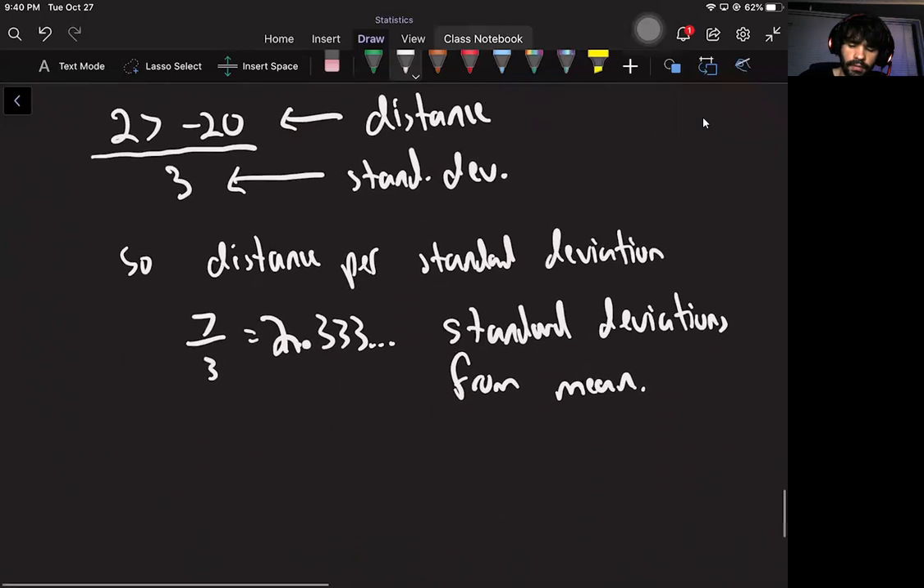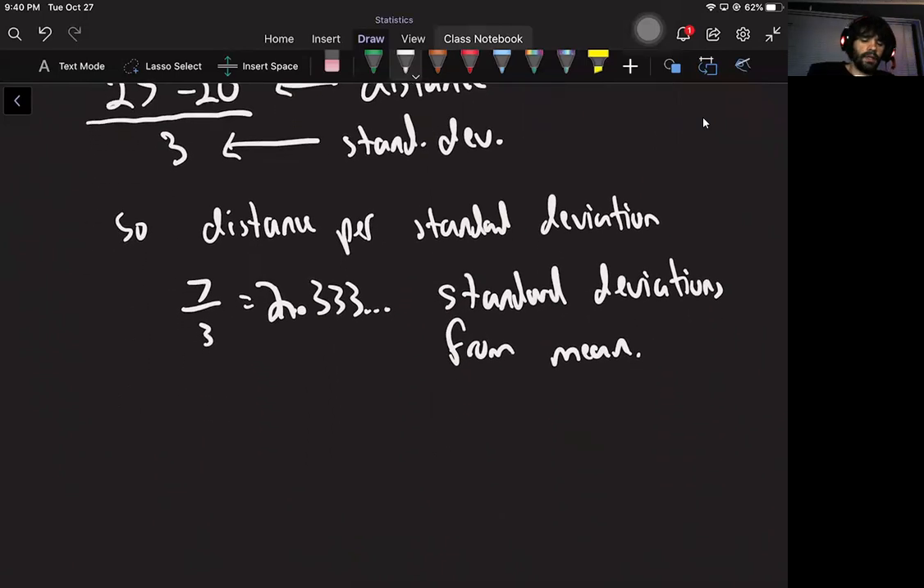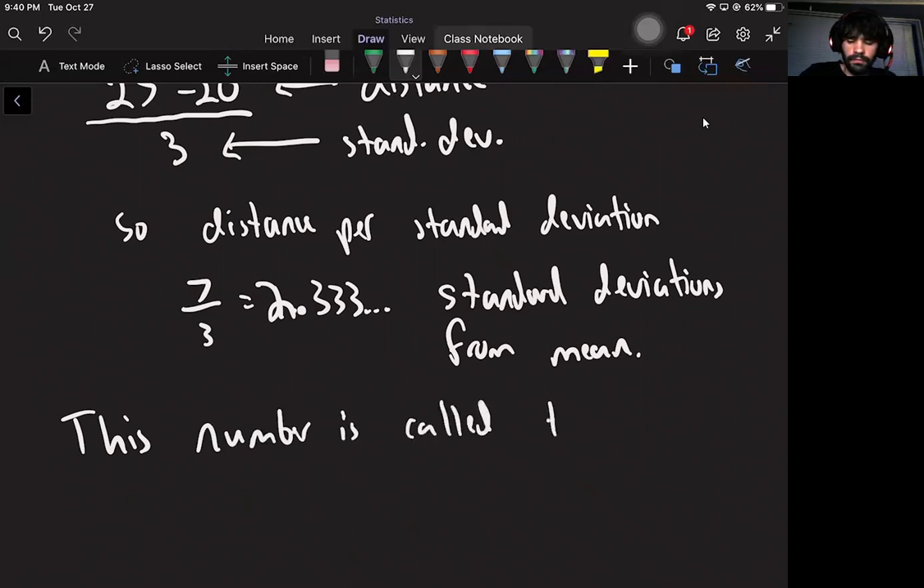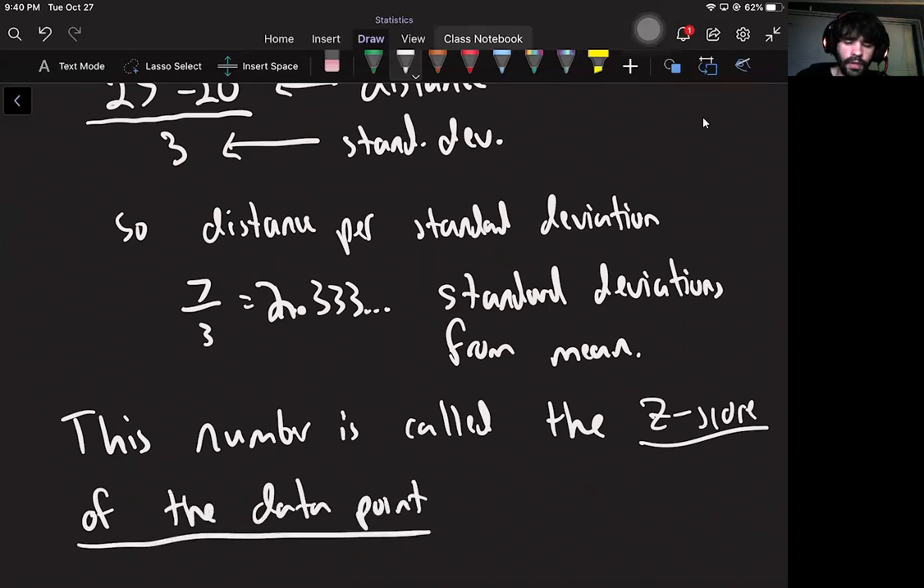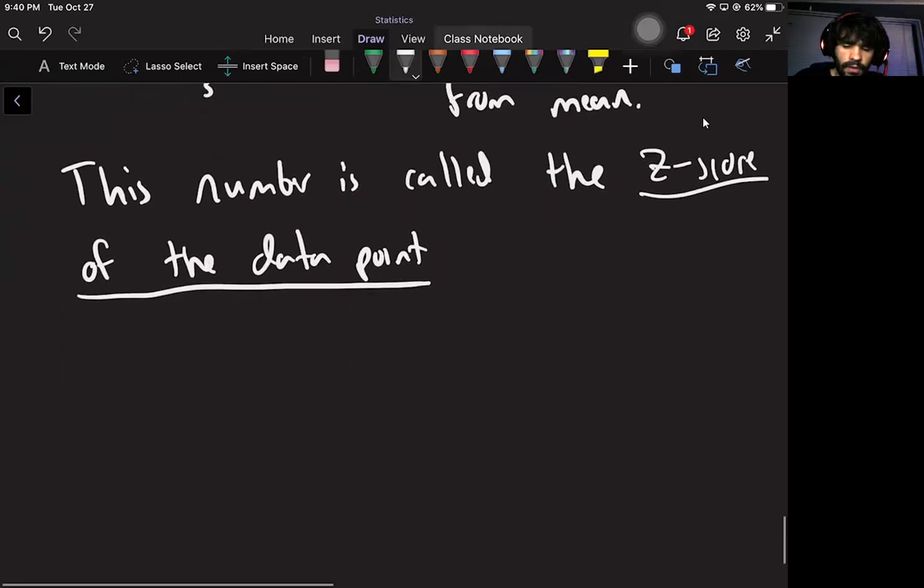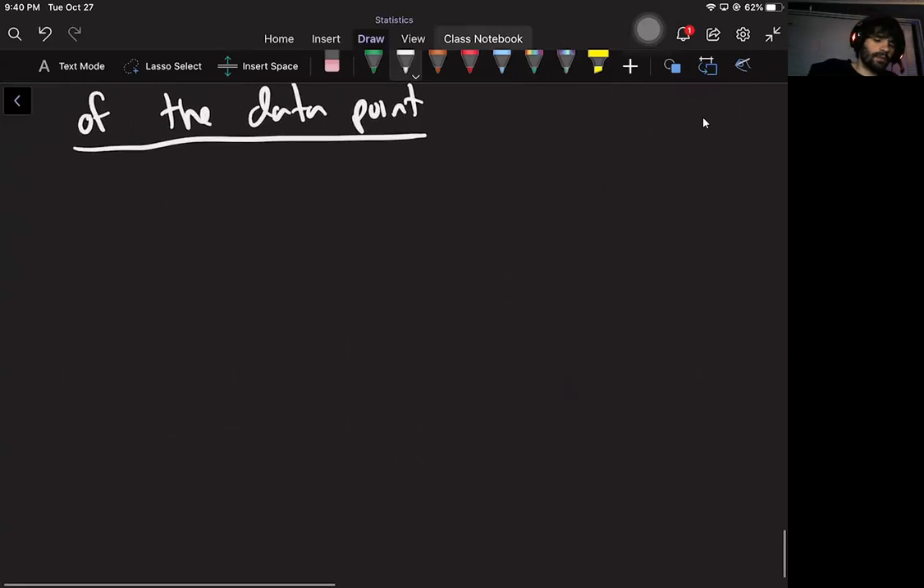Okay, and then this fancy number has a fancy name, just like all things do in math and stats, to make it seem more confusing than it is. So this number is called the z-score. Specifically, it's the z-score of the data point that you're looking at. So in this case, it would be the z-score of 27, but we're just going to say z-score to save time usually. Okay, so let's just do a couple more examples just to sort of get the process down first before we think too hard.